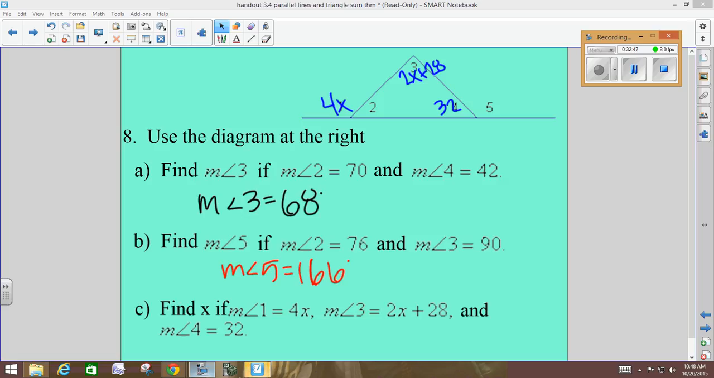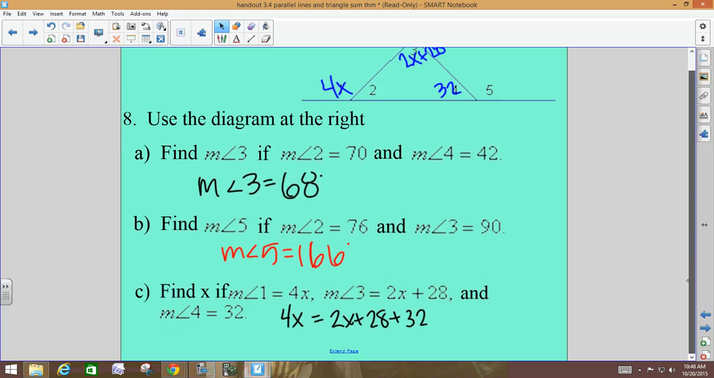Rashid, do you have an equation we could use? What's your equation you're using? 4x equals 2x plus 28 plus 32. Okay, do you guys agree with that equation? Why?